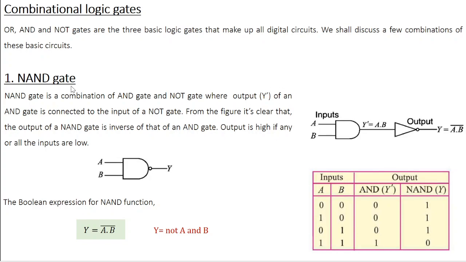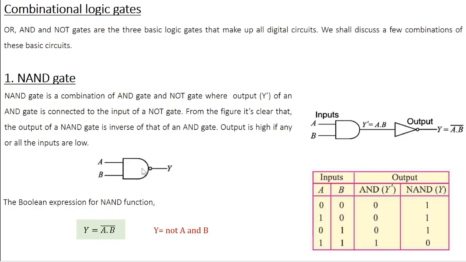As the name suggests, NAND gate is a combination of AND gate and NOT gate, where the output Y prime of an AND gate is connected to the input of a NOT gate. So here you have two inputs A and B. The output of the AND gate is A dot B, and when you feed it into the input of a NOT gate, the final output is going to be A dot B inverse. Inverse is also called complement. So the final output of a NAND gate of two inputs A and B is A and B complement.